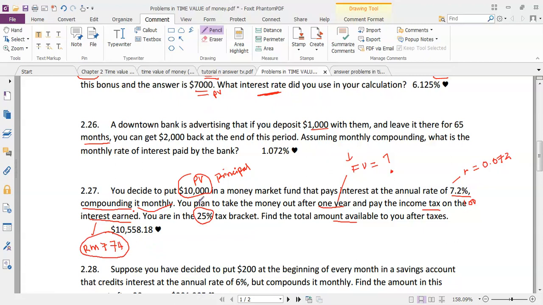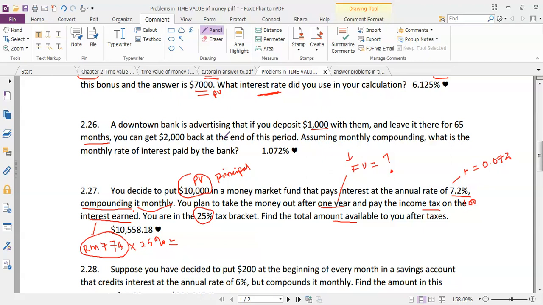Interest earned means how much your money will grow. It is just added to the 10,000. In 1 year you get an additional 774. That is the interest earned. From the interest earned here, you are subjected to pay taxes of 25%. So how to calculate this? You will find out the amount for tax: 774 times 0.25.